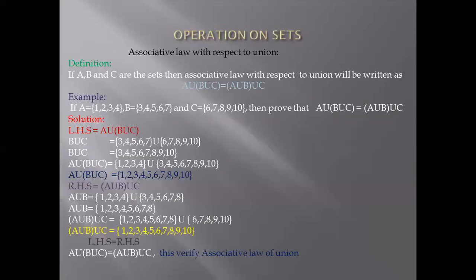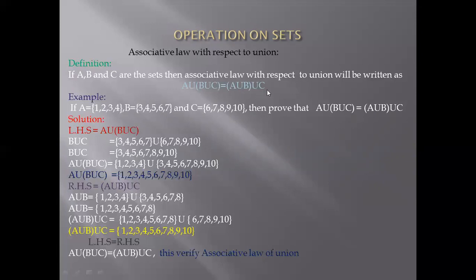This is the associative law with respect to union. In commutative, we need only two sets, but in associative, we always need three sets. It means that now we are applying the operation within three sets. If A, B, and C are the sets, then the associative law with respect to union will be written as A union (B union C), and the right hand side is (A union B) union C.